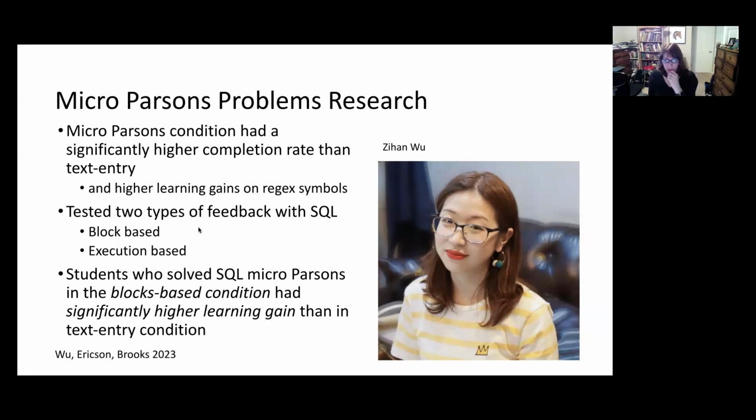She also tested two types of feedback with SQL. There's two kinds of possible feedback with Parsons problems. One is block-based, which I showed you, that highlights blocks that are in the wrong place. Another is execution-based, just giving you the compile error or the runtime result of something. She tested both of those, and she found that students who solved SQL micro-Parsons with block-based feedback had significantly higher learning gains. That's not surprising because we know that students don't understand compiler errors or feedback. It's in line with my fixed code research.